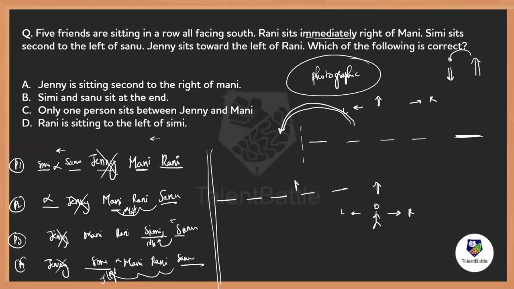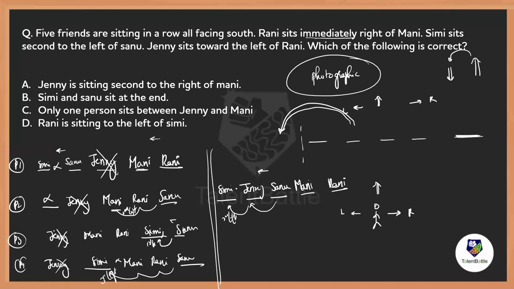If I take Money over here and Rani over here, the last two positions, and I place Jenny, which you haven't checked, the only one, everybody, what can we say now? If I take Sanu over here, Simi sits second to the left, first left, second left. So this is a perfect arrangement that you could do, actually. So Simi sits second to the left of Sanu. So there you go, everybody. You have got the arrangement.